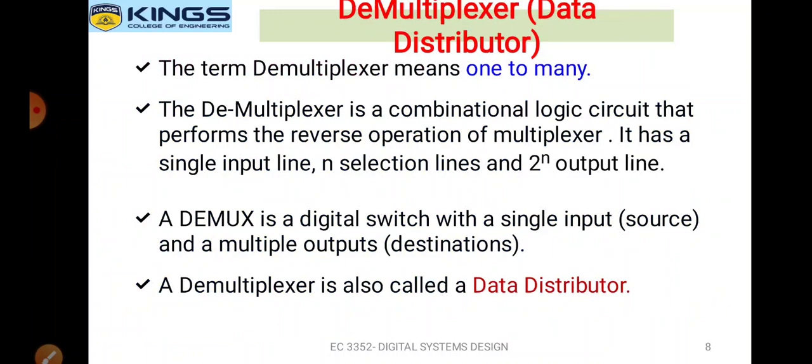Next we will move on to the demultiplexer concept. The other name for demultiplexer is data distributor, right? So in a multiplexer, the other name is nothing but data selector.